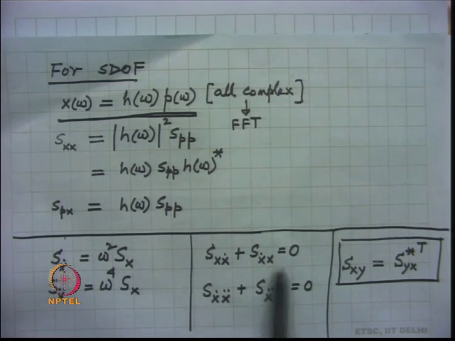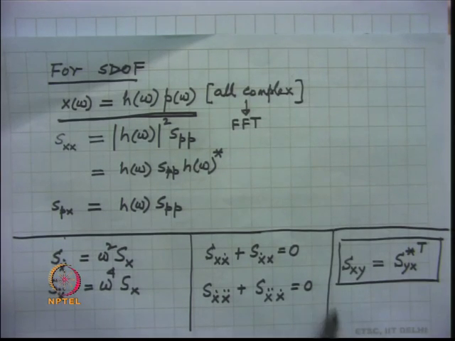Also, we had proved that S_x x dot plus S_x dot x is equal to 0. That is, the cross power spectral density function between the velocity and displacement, if it comes into the solution or analysis, then we ignore that. That means we set that equal to zero because of this reason. Similarly, if for the velocity and acceleration we have a cross power spectral density function or cross power spectral density matrix, then we ignore that because this plus this becomes equal to zero.